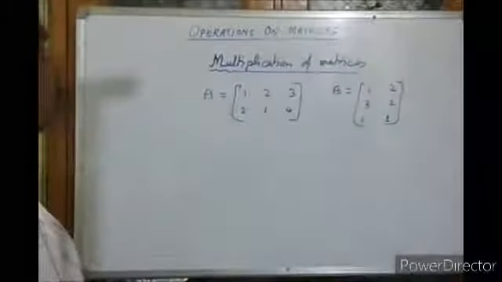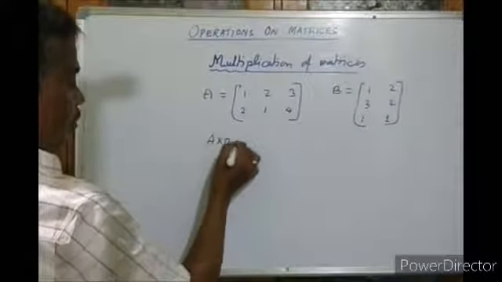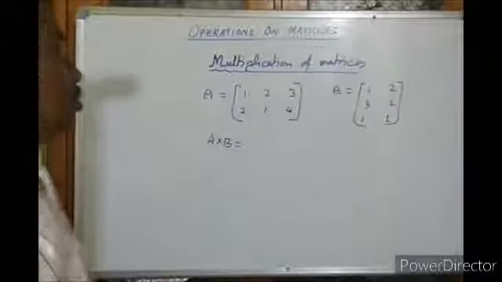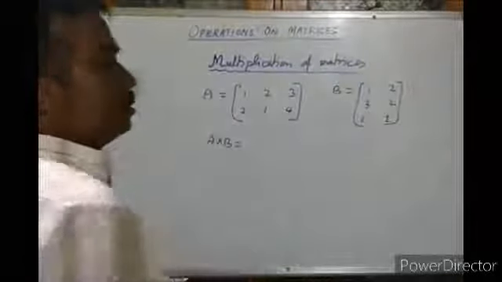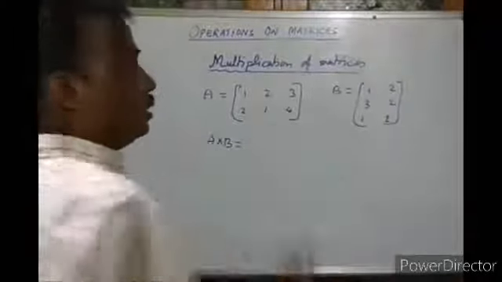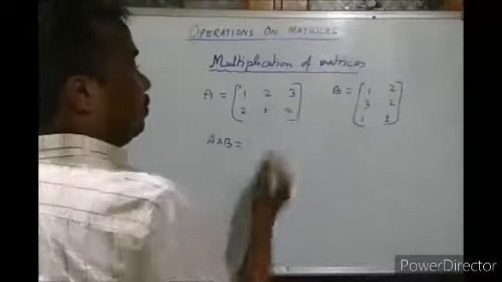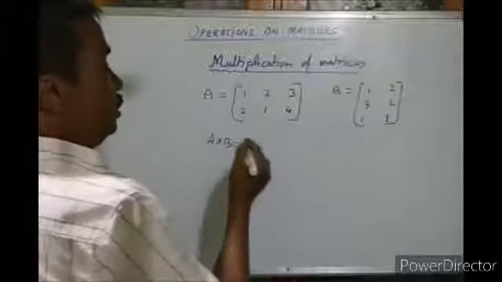If we multiply these two matrices, for matrix multiplication to exist, first and foremost, the very important thing is to check whether it can be multiplied, whether A and B can be multiplied or not, whether we can find out A into B or not. That you have to check.